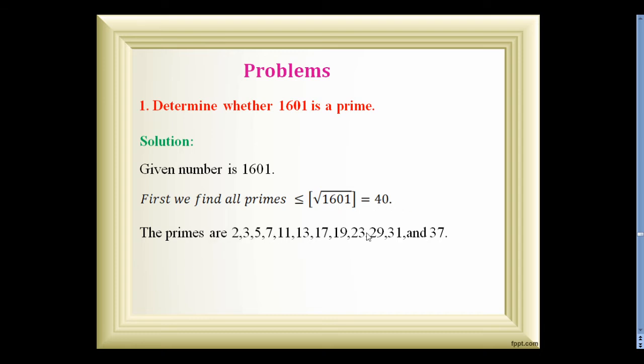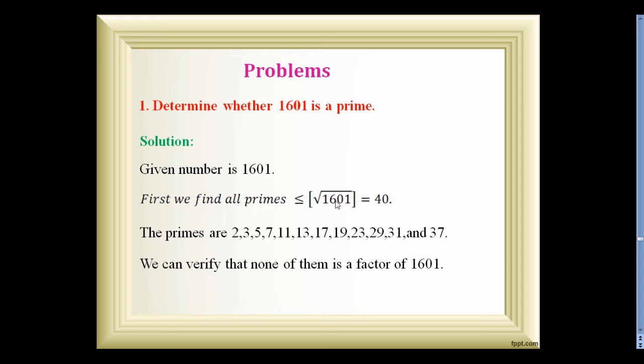So write down all the primes less than or equal to 40: 2, 3, 5, 7, 11, 13, 17, 19, 23, 29, 31 and 37. Now we can verify that none of them is a factor of 1601, because we have taken all the primes which are less than 40.